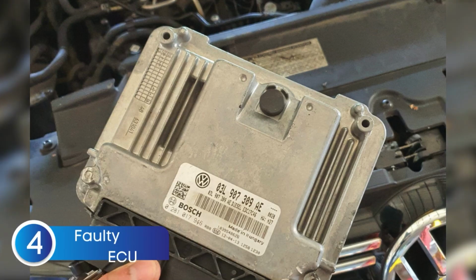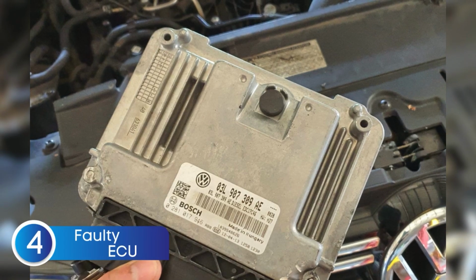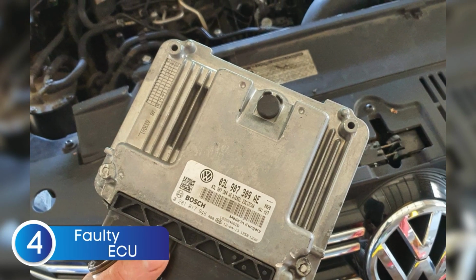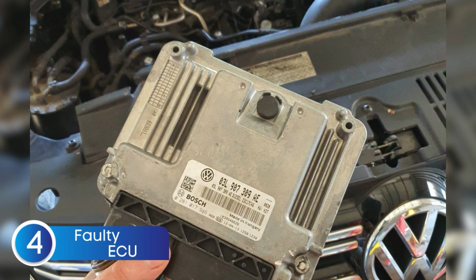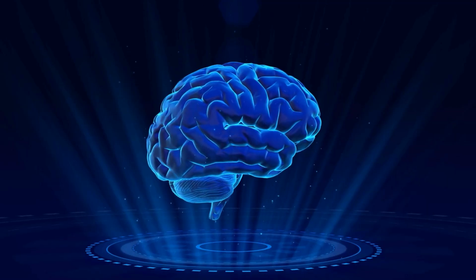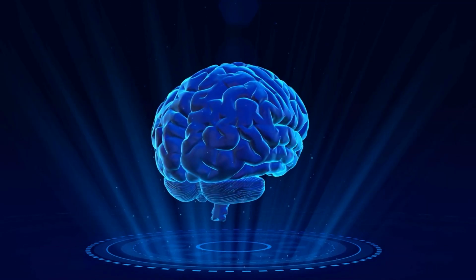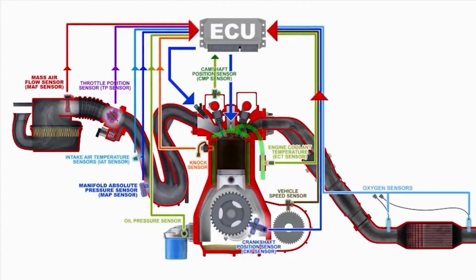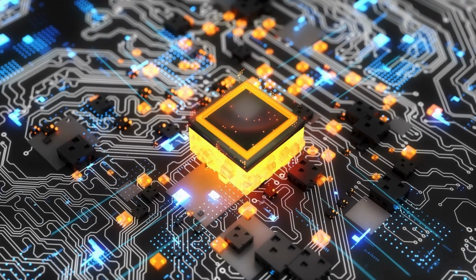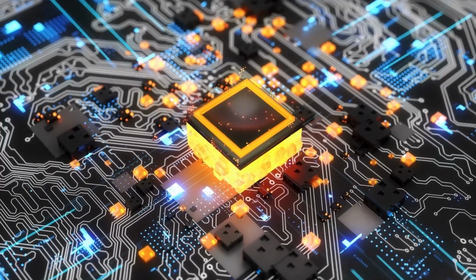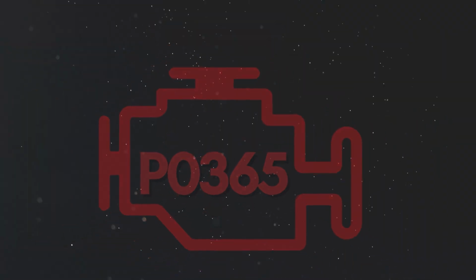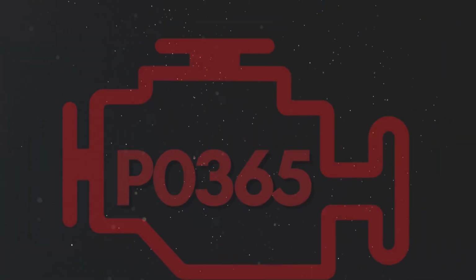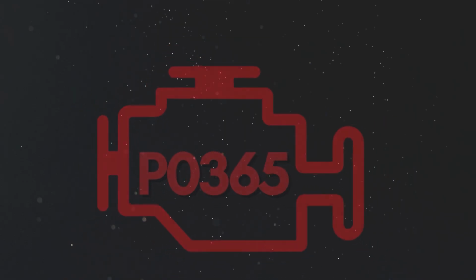The fourth cause is ECU failure or software issues. The ECU, basically the brain of your engine, relies on data from multiple sensors, including the camshaft position sensor, to manage engine timing and fuel injection. While it's rare, the ECU itself can sometimes develop internal faults or software glitches. When that happens, it might misread or misinterpret the signals coming from the camshaft sensor, triggering the P0365 code, even if the sensor and wiring are just fine.